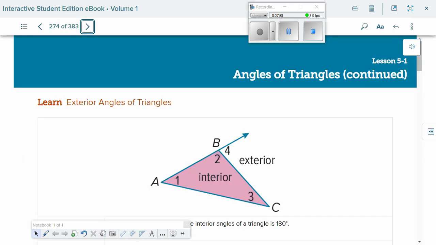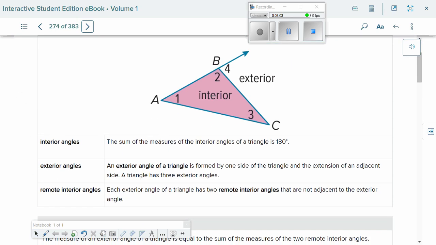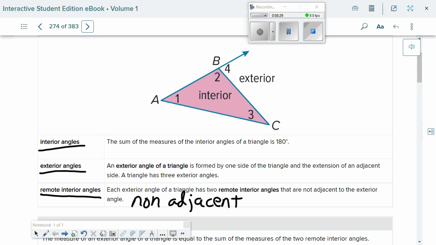Okay, another rule that goes with triangles, and if you will please highlight these 3 terms: interior angles, which we already talked about. Now we've got an exterior angle to talk about, and then we've got something called remote interior angles. That's a new term for me. We used to call this non-adjacent, so not next to. So, you know, sometimes I'll slip up and use the old term.